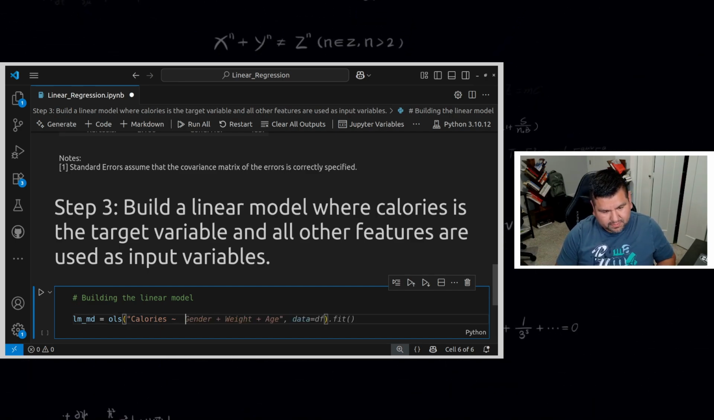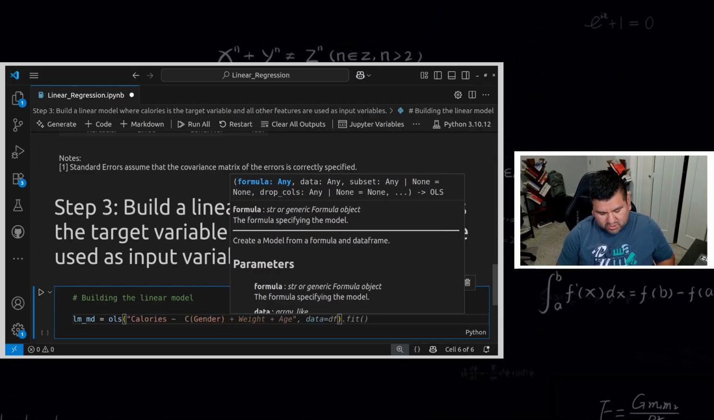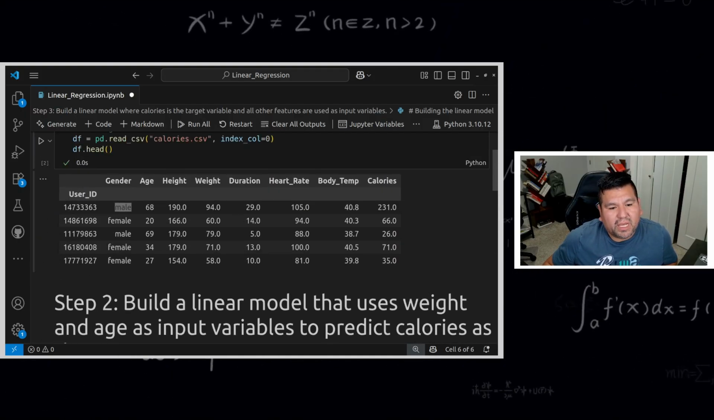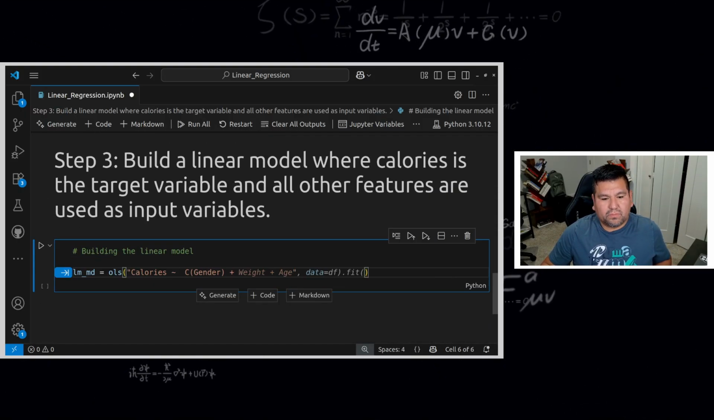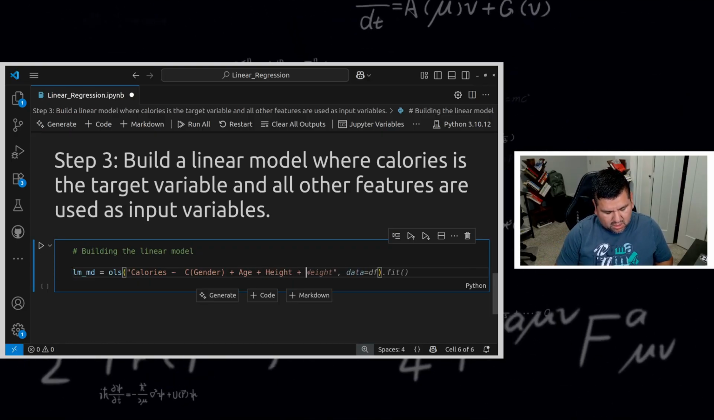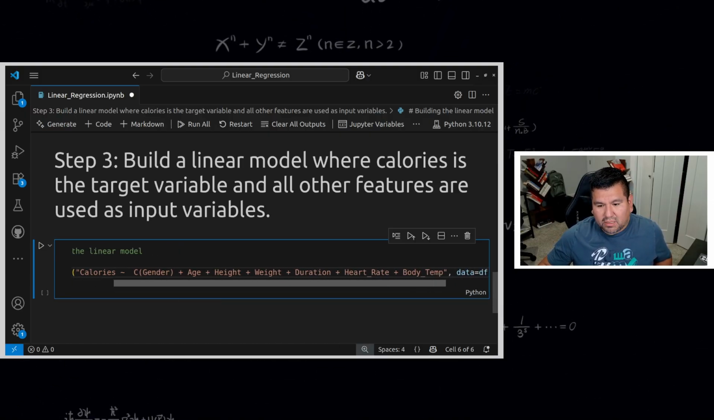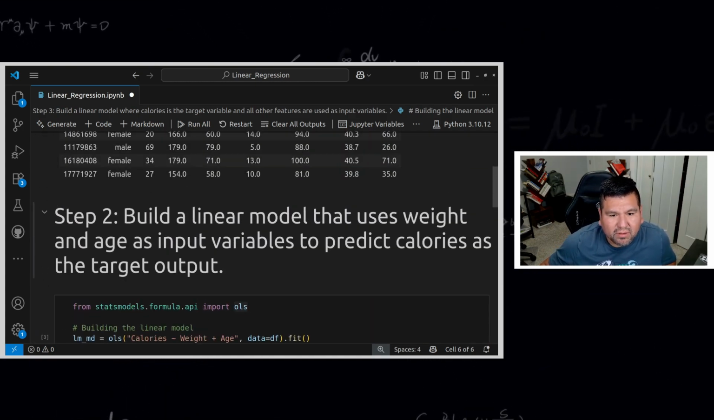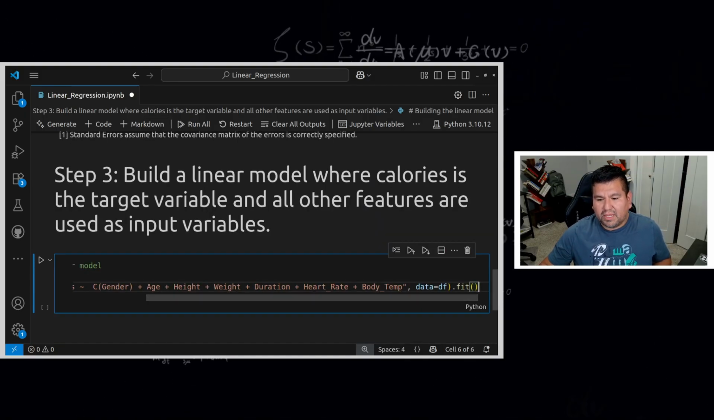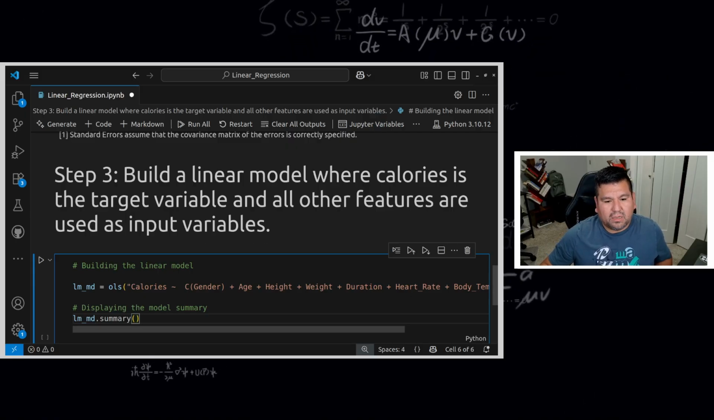Okay, oops. Gender. And then we start with what were the other ones? So age, height, weight, duration, heart rate, body temperature. I think that's everything. Duration, heart rate, yes. Okay. So we build that and then display the model summary. Let's run this.